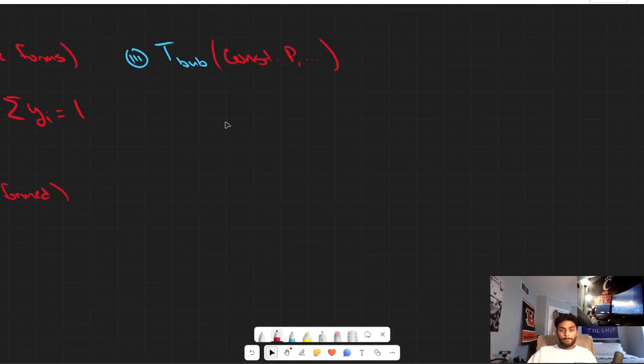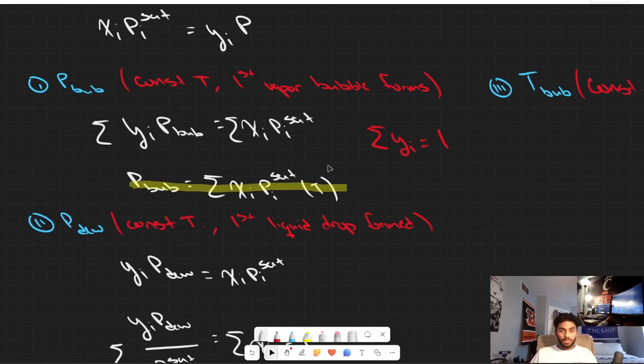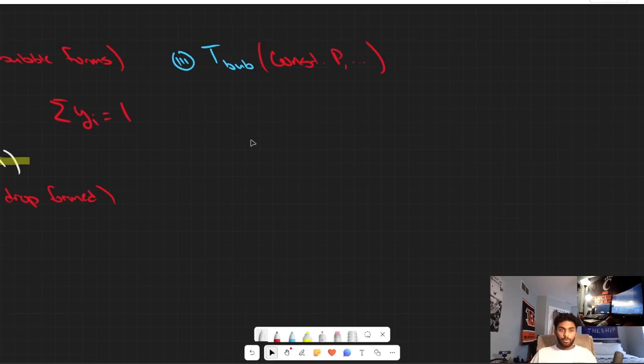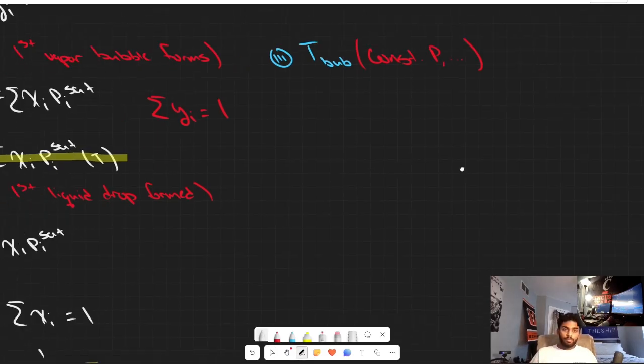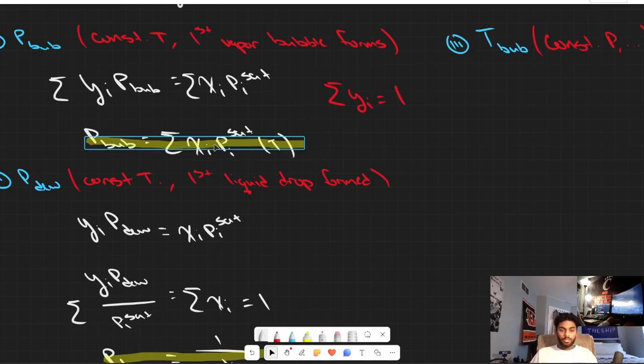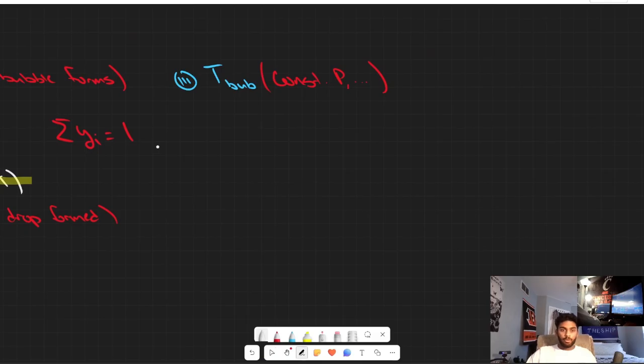We know that. So let's use this as a starting point. So we know that as part of this equation that we have, or actually, you know what, we'll just write this out from the beginning, right? y_i P, which is the total pressure of the system, is equal to x_i P_i sat.